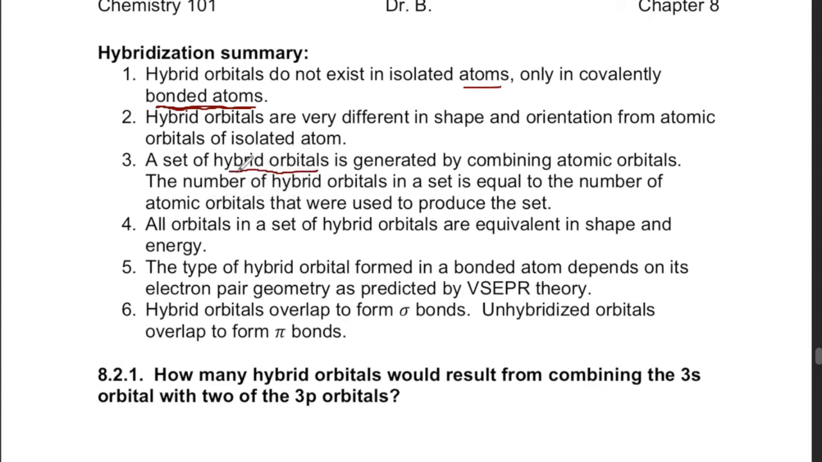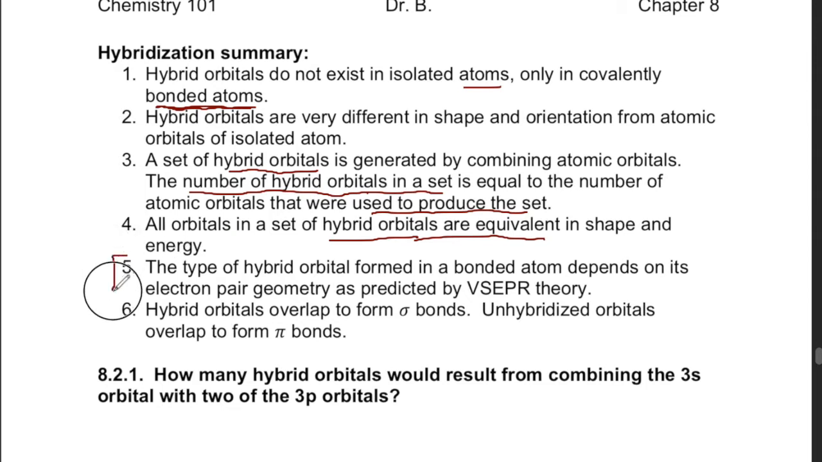We make these hybrid orbitals by combining the atomic orbitals, again mathematically, and the number that you have is going to be equal to the number that you combined. So if you use three orbitals to produce the set, then the set that you produce is going to also have three orbitals in it. And the set of hybrid orbitals are all equivalent. They're equivalent in energy and they're equivalent in shape. So that gives these symmetrical shapes that we have been looking at in the previous chapter, chapter 7.